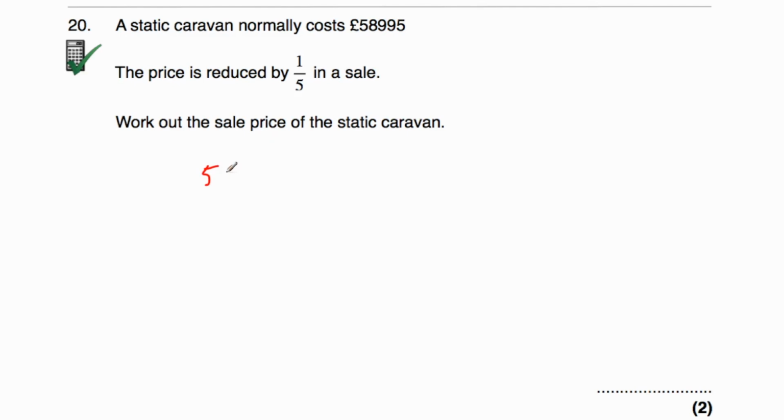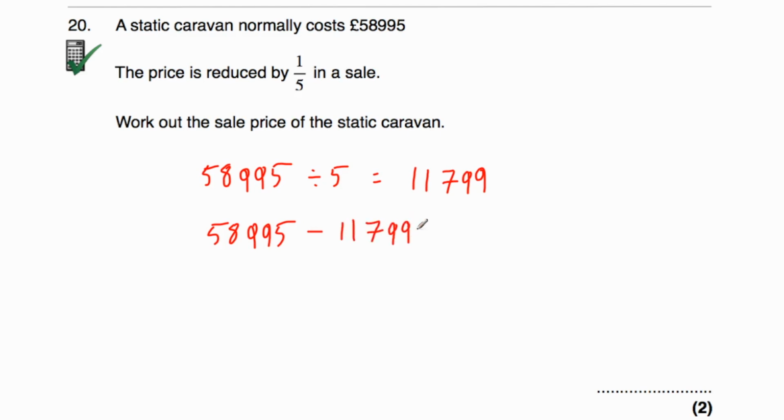So this is a calculator question. So we can do 58,995, and to find a fifth of a number, we divide it by 5. So divided by 5, and that's equal to £11,799. So that's how much the price is reduced by. So now let's take it away to see how much the caravan will cost in the sale. So £58,995 subtract £11,799 is equal to £47,196. So that means the static caravan in the sale will cost £47,196. And that's it.